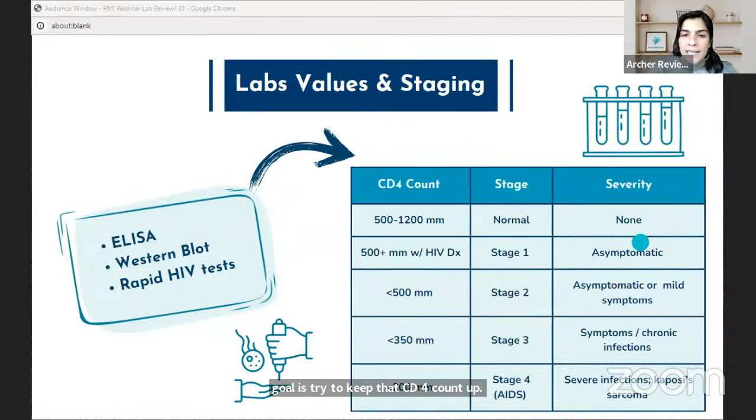And you'll notice between the stages, stage 1, stage 2, that patient's pretty asymptomatic still, right? Even when that CD4 count drops below 500, they might have some mild symptoms, but they're still going to be pretty asymptomatic. And then once we get to stage 3, once that CD4 count drops below 350, they're going to start feeling some symptoms. Maybe they'll have some chronic infections that you'll see. And then stage 4 is how we classify AIDS. That CD4 count is below 200. And then again, that classical Kaposi sarcoma is what we're going to see. But definitely want to make sure we're catching patients early on to help them delay that progression in the stages and severity.